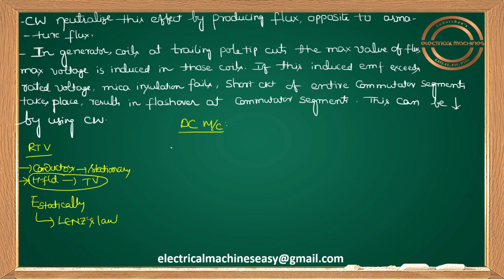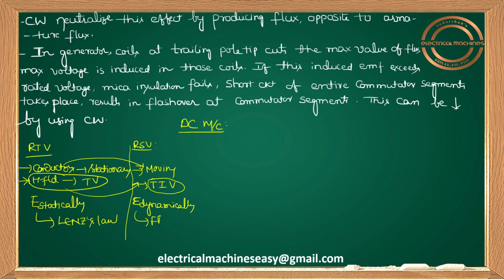Now let us see RSV, relative space variation. The conductors will be moving, and the magnetic field is time invariant. So since the magnetic field is time invariant, we will have a dynamic EMF induced here, and the direction of dynamic EMF is given by Fleming's right hand rule.